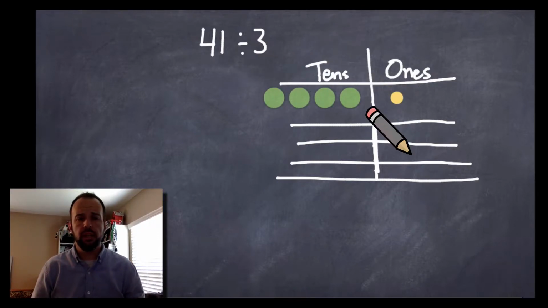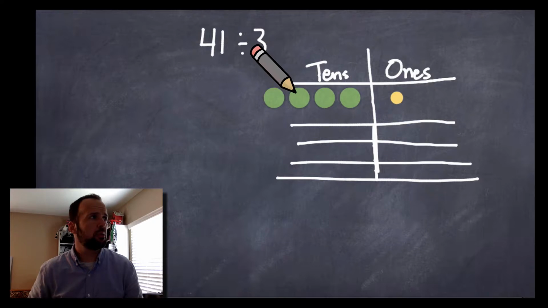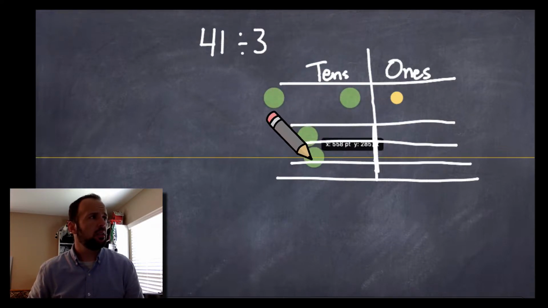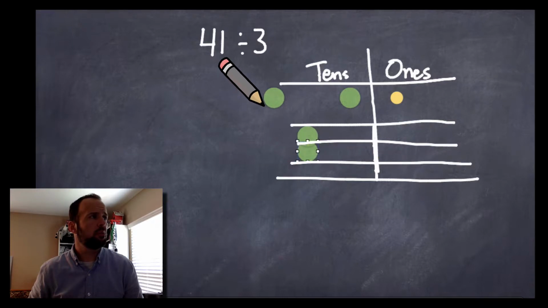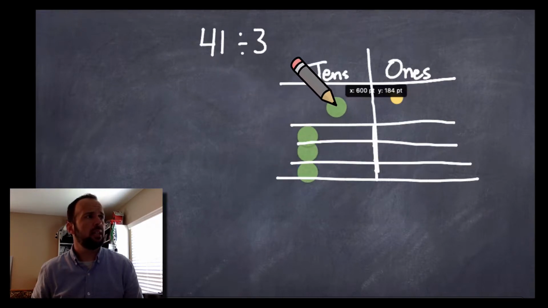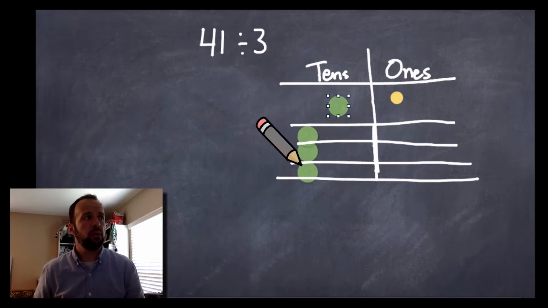I have 1 one. So I'm going to start to divide this out and share those 4 tens equally among those 3 groups. Let's see, we'll do 1 here, 1 here. Probably should have drawn my groups a little bit bigger, but you get the idea. And 1 here. So I have 3 of those tens put into those groups.